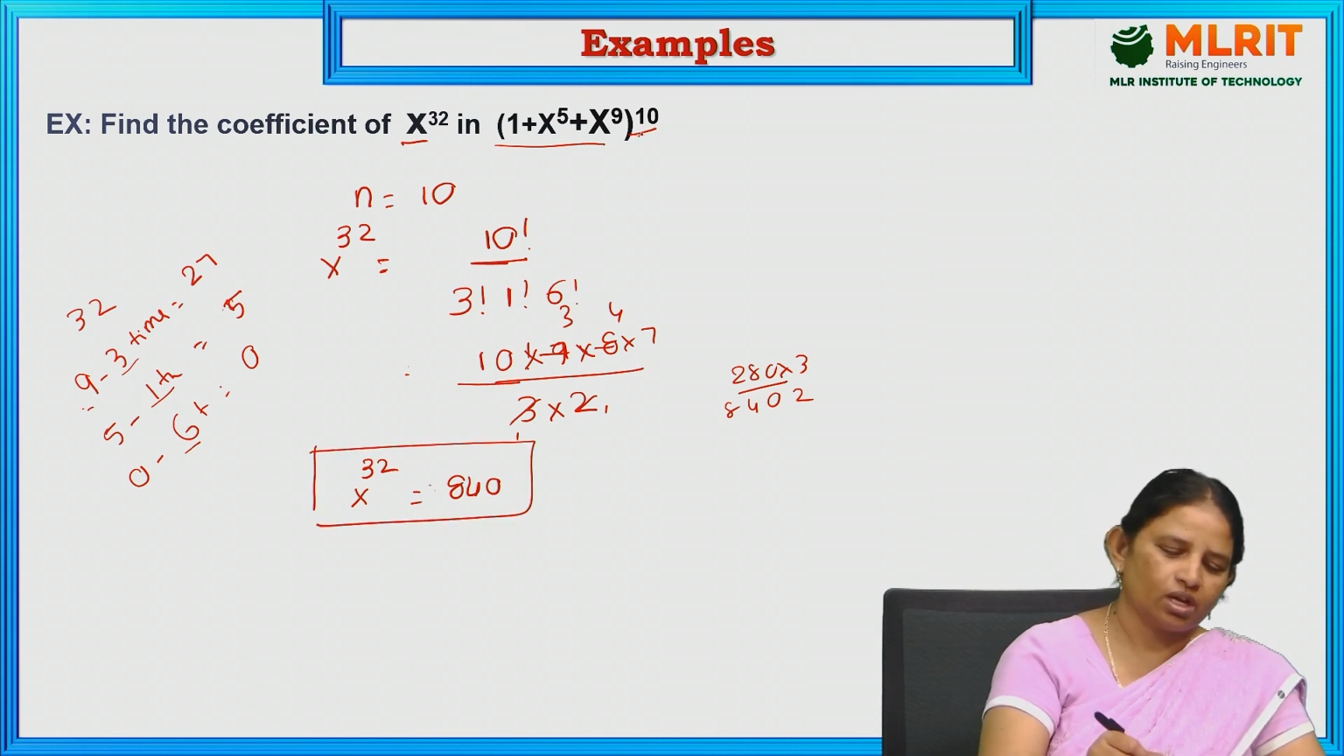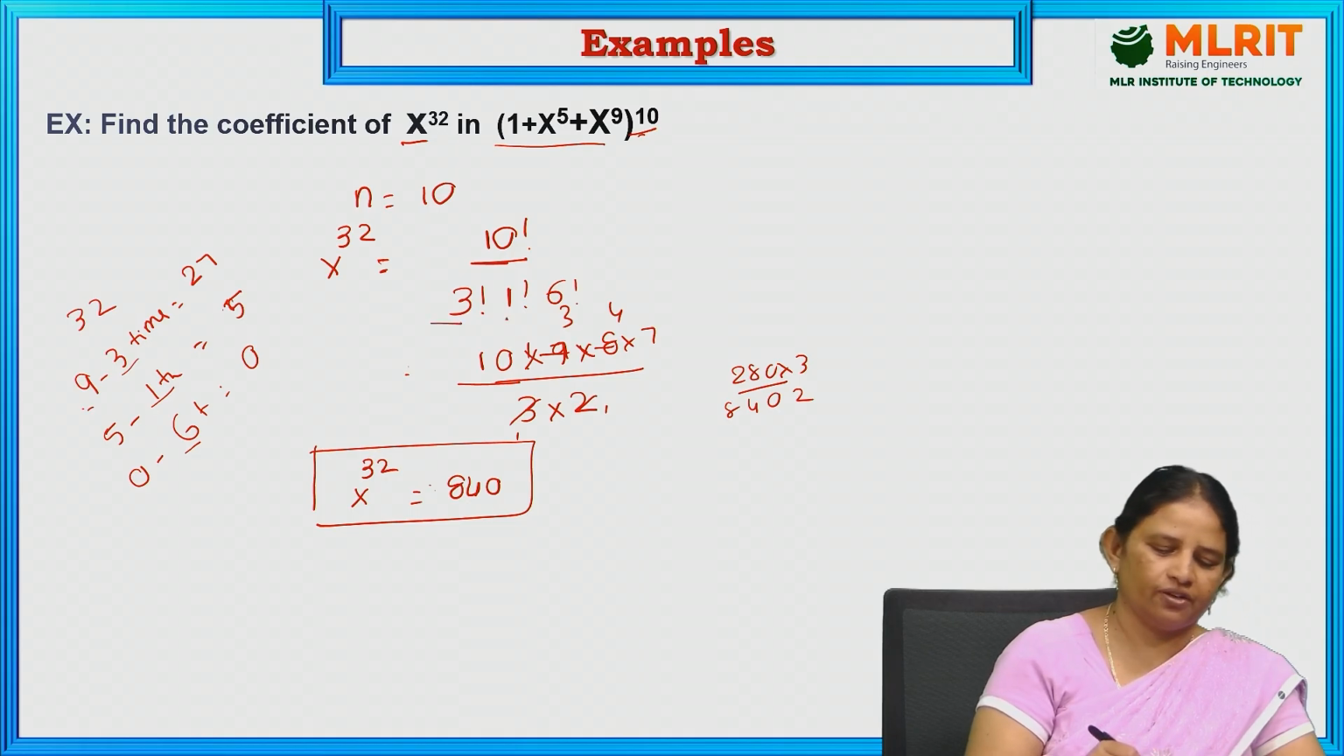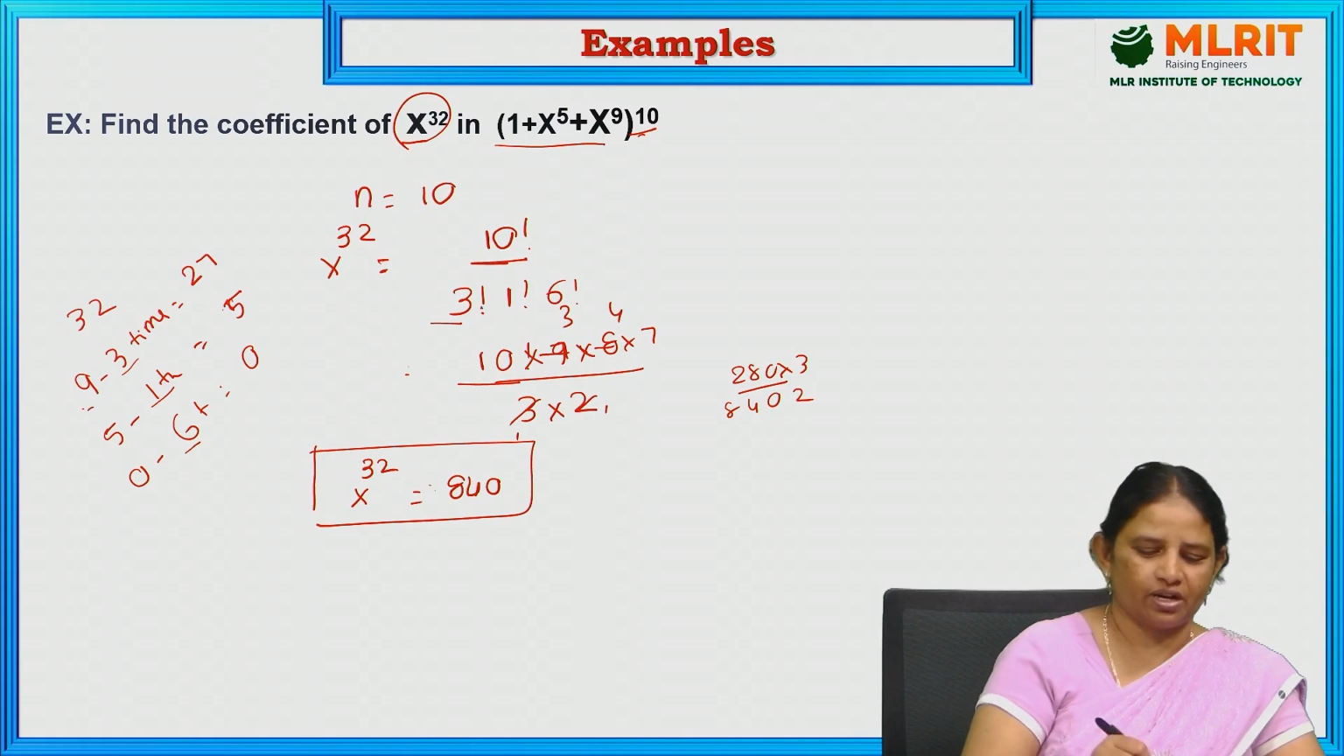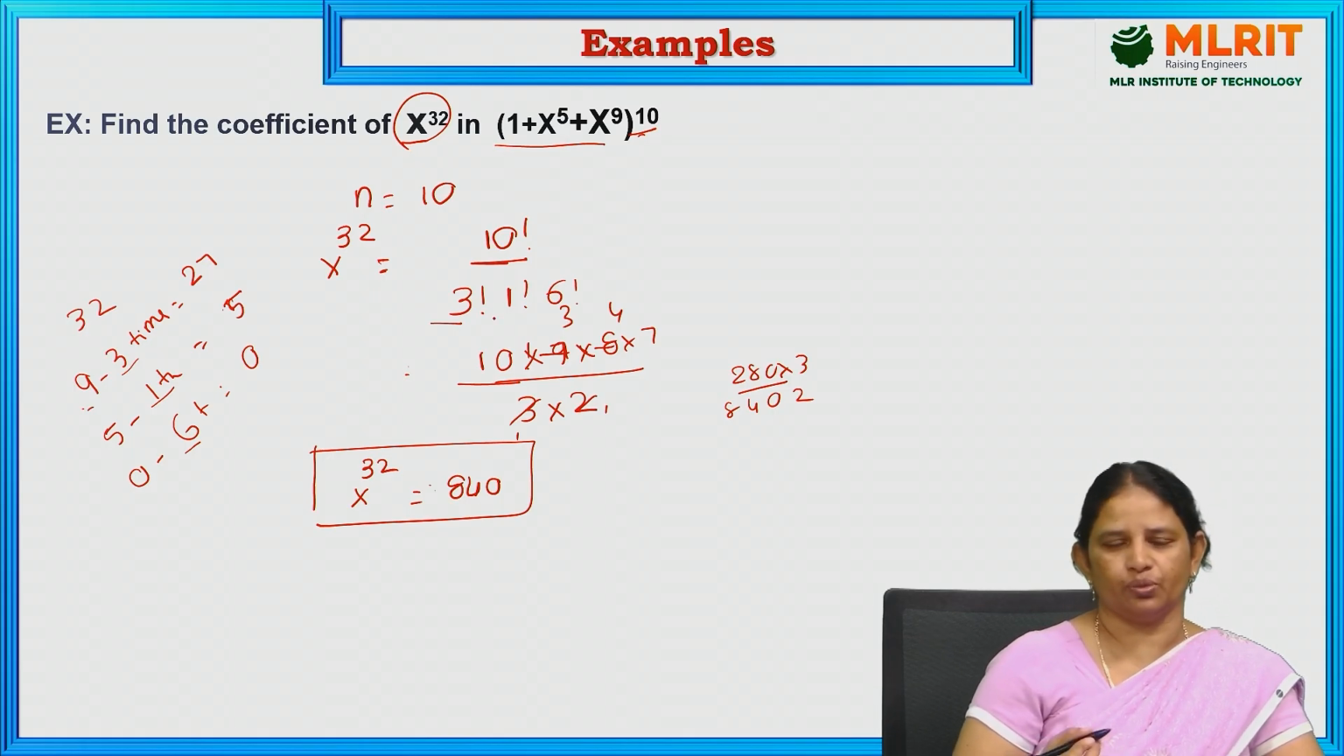That means the total power should be equal to the given value. 9 used 3 times means 27, that is equal to the given power, and 27 plus 5 is 32. The remaining value is 6 factorial.